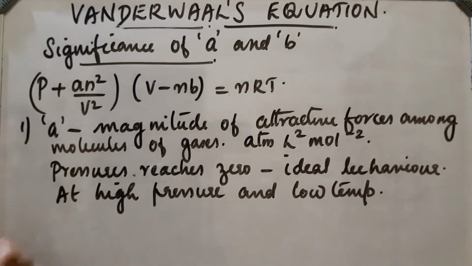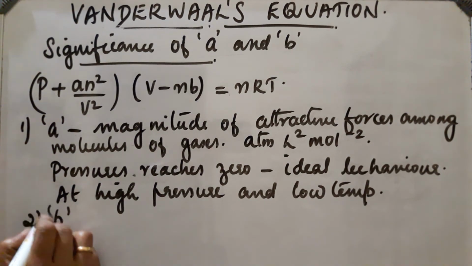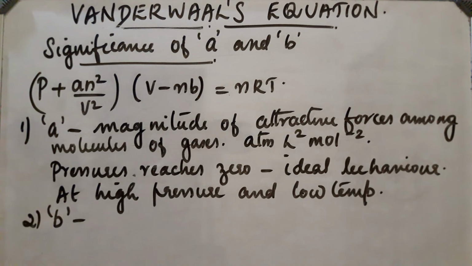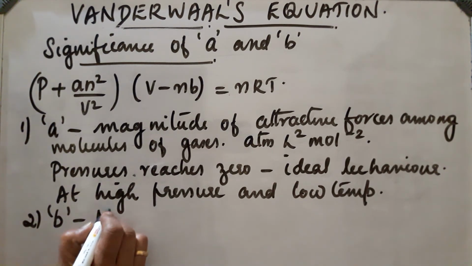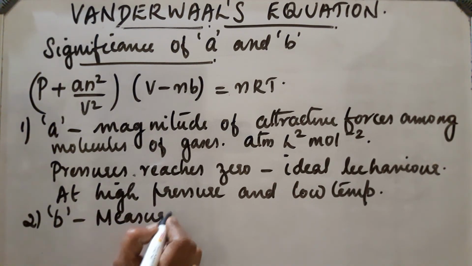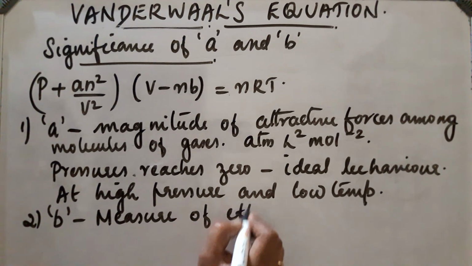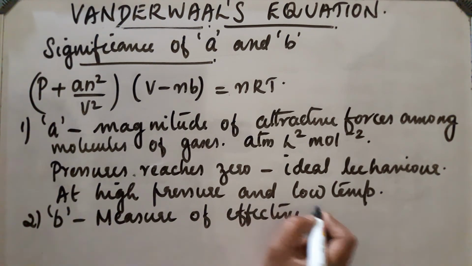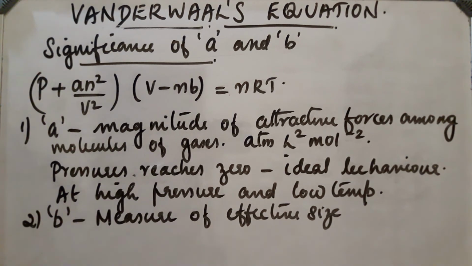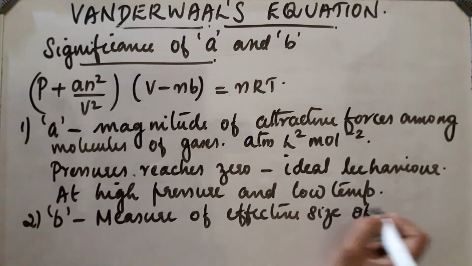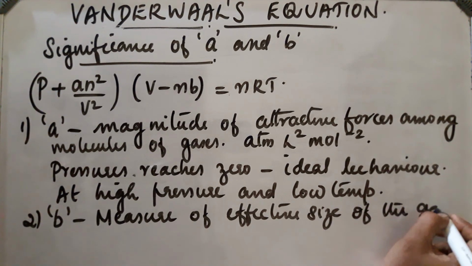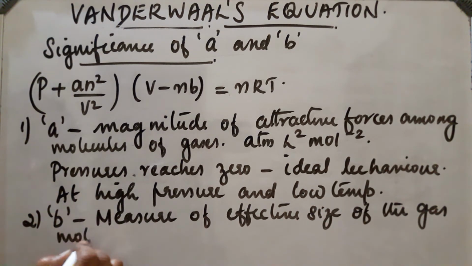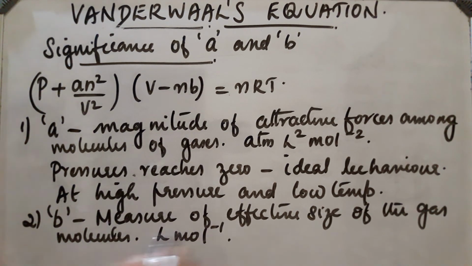Okay, next, second, b. The significance of b: it is the measure of the effective size of gas molecules, and its unit is liter mole raised to minus 1. Okay, so these are the significance of a and b.